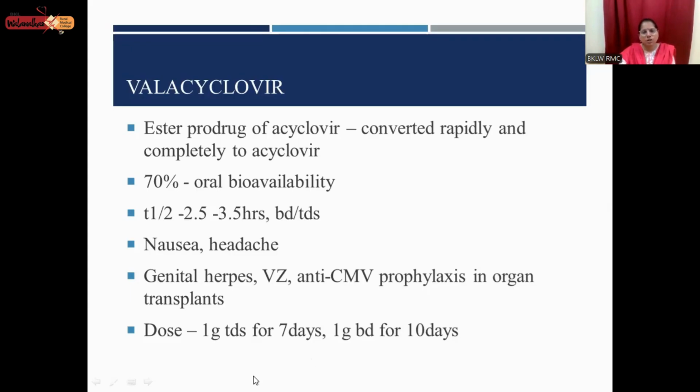So it can be used in genital herpes, zoster infections, and anti-cytomegalovirus infection as a prophylactic in organ transplantations. Dose is 1 gram TDS for 7 days, 1 gram BD for 10 days.